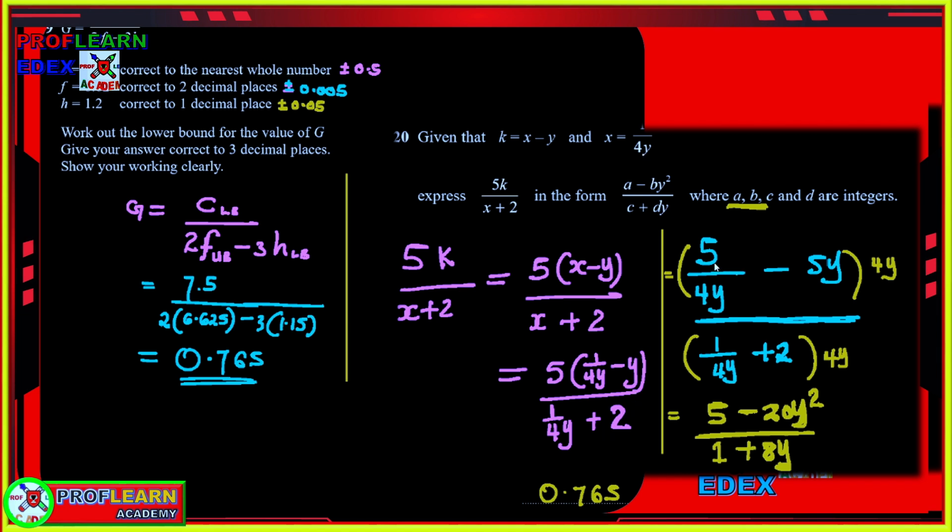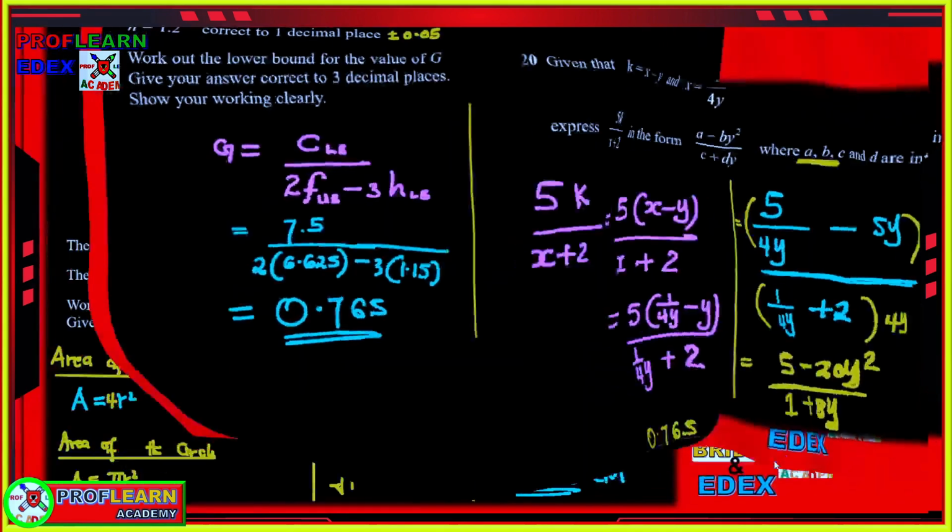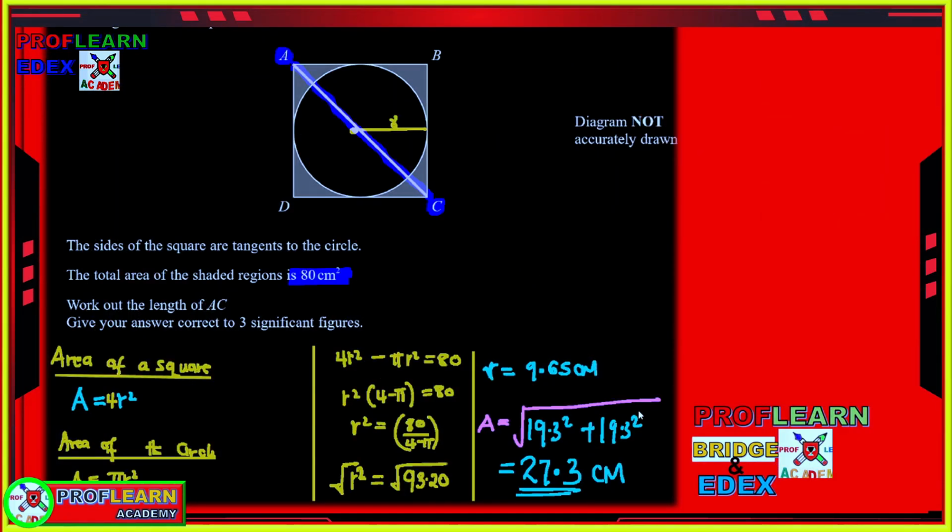So immediately you've expressed this. In order to get rid of the 4y here, you can multiply both numerator and denominator by 4y, so that you can get rid of the fraction, and our expression is going to reduce to 5 minus 20y squared over 1 plus 4y.